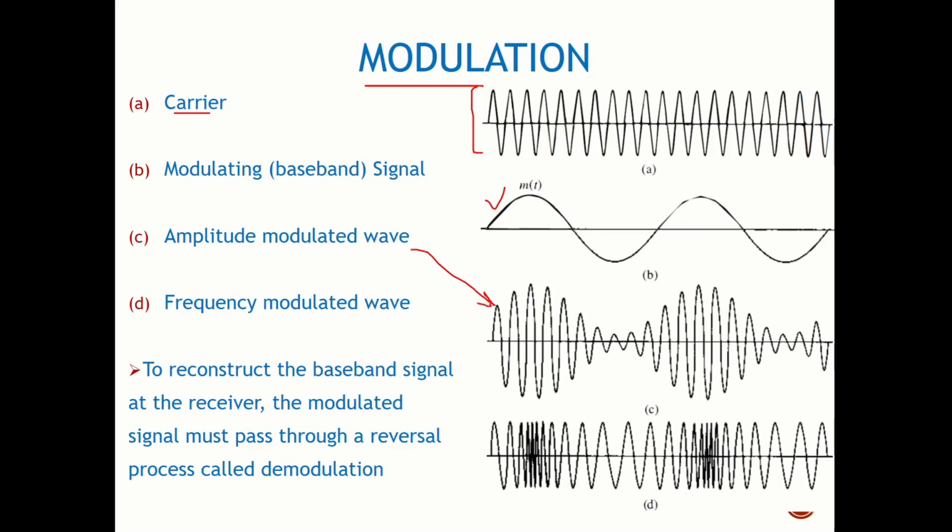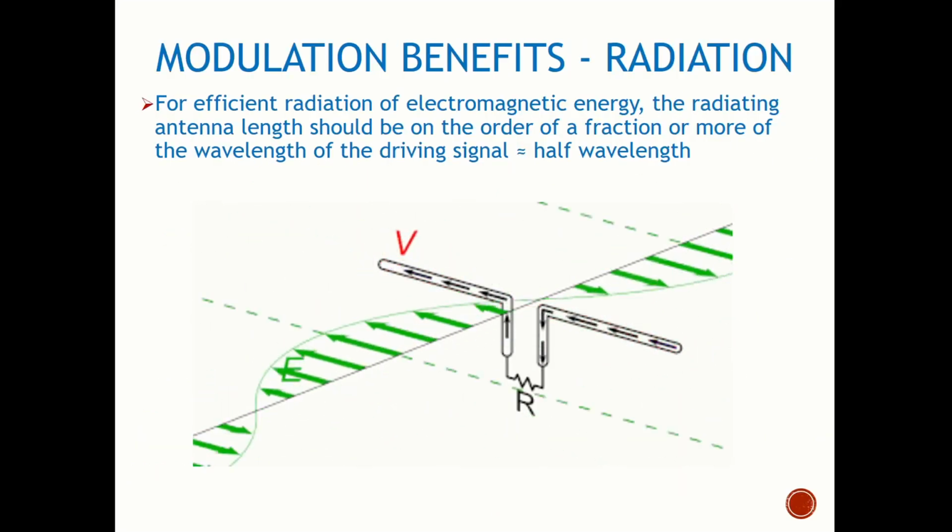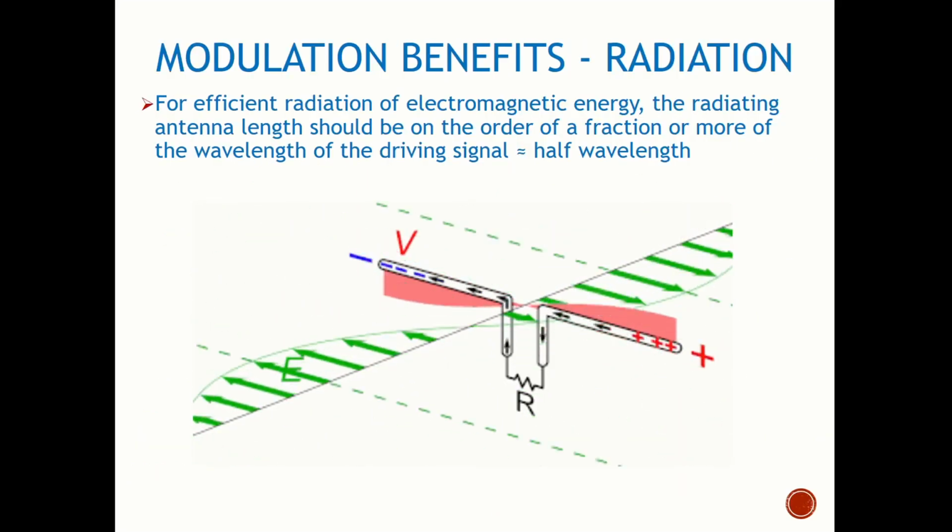Now this is an example of an amplitude modulated signal. You can see the baseband signal modifies the amplitude of this carrier, and this is an example of frequency modulation, where you can see the baseband signal modifies the frequency of the carrier depending upon the amplitude of the baseband.